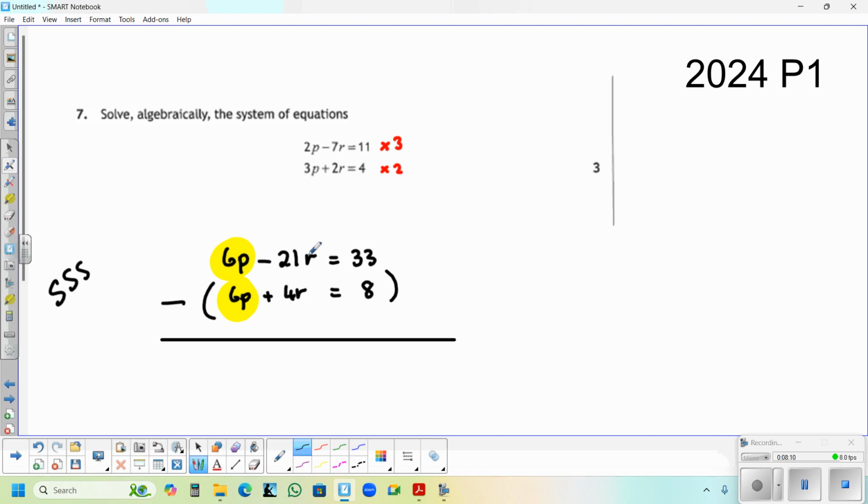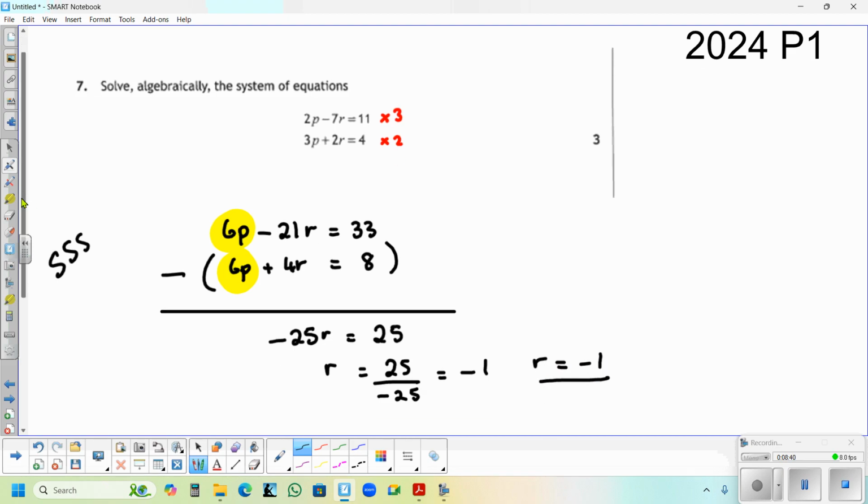Then I've got minus 21r, but I want to take away another 4r. So that's minus 25r. That is equal to 33, and I want to take away 8. And when I take away 8, it becomes 25. So negative 25r is 25, so r is equal to 25 divided by negative 25, which is equal to negative 1. So r equals negative 1.